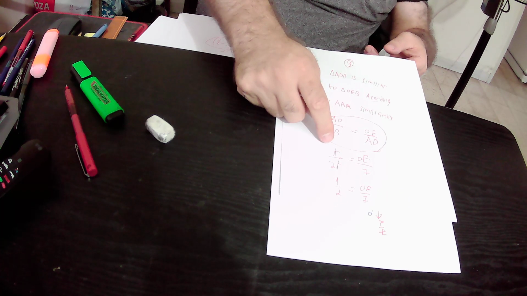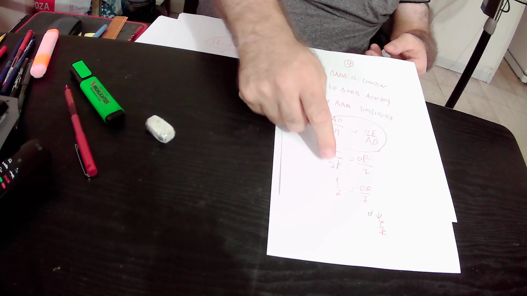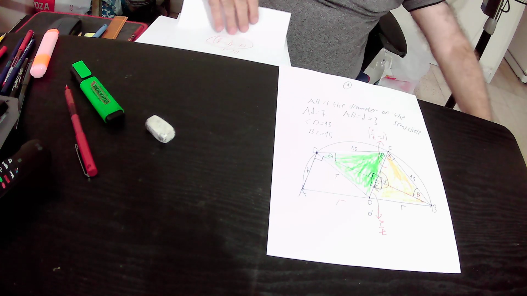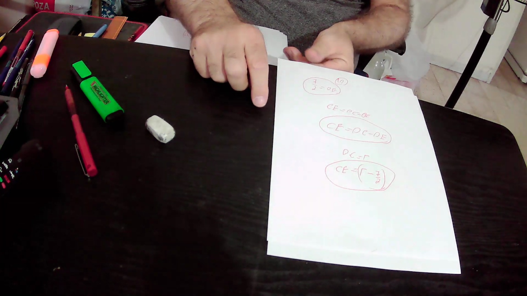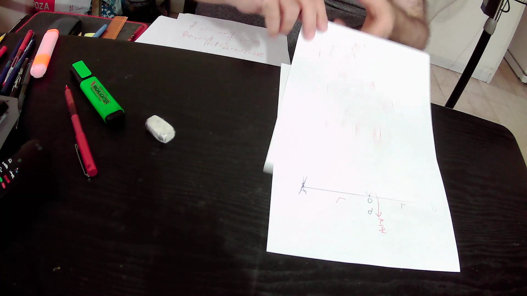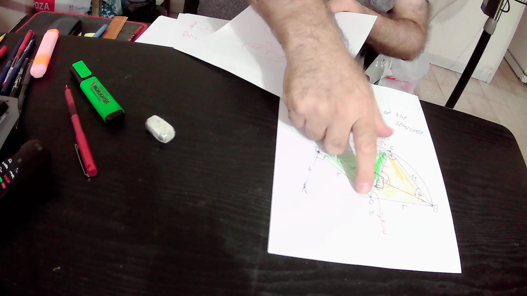Okay, so here R over R is cancelled, and we got in total that 1 over 2 equals OE over 7. And we found out that the size of OE is 7 over 2 units. And what is the size of CE? The size of CE is OC minus OE.